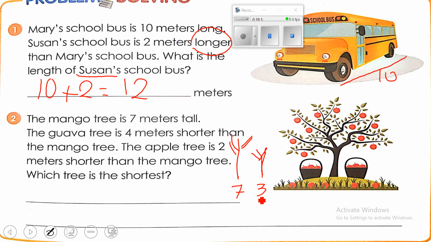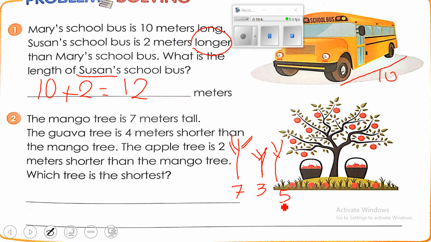And the apple is 2 meters shorter than the mango. So the apple is longer than the guava. So 2 meters, 7 minus 2, it will be 5 meters long. So which tree is the shortest? Perfect. The guava tree is the shortest.